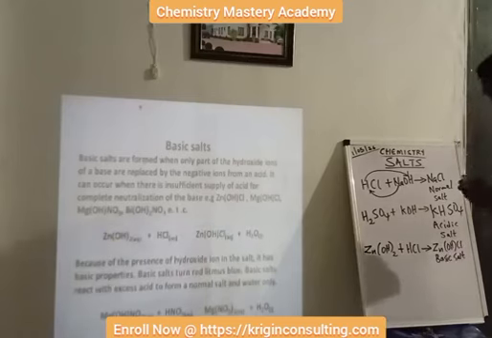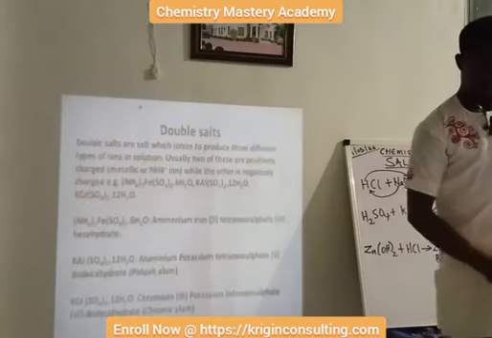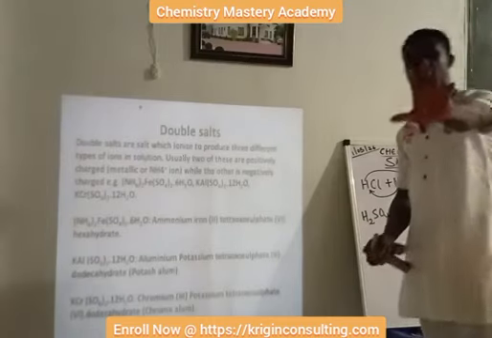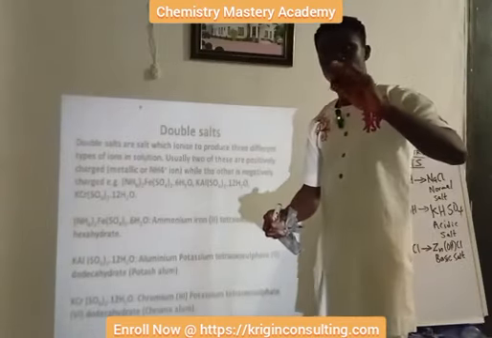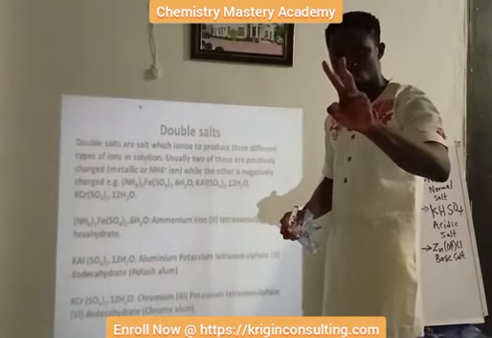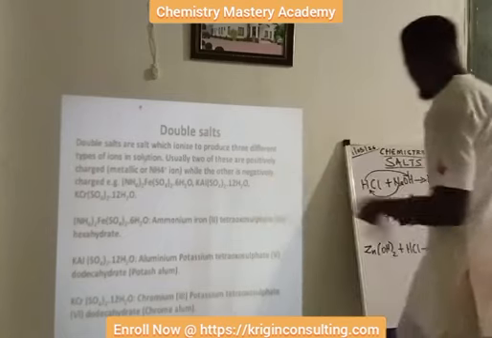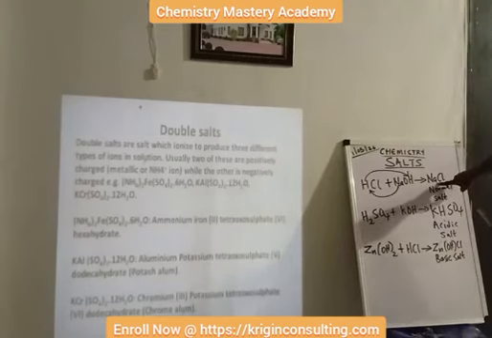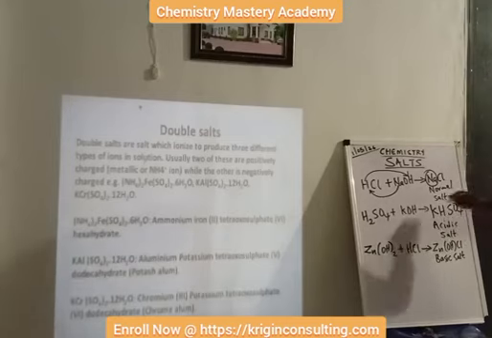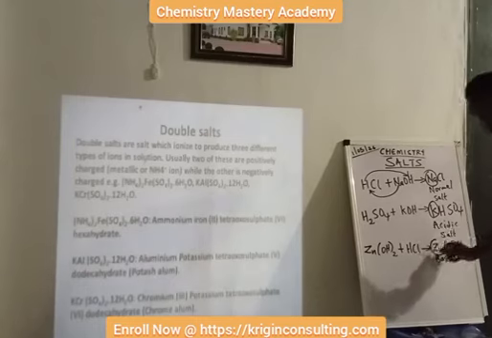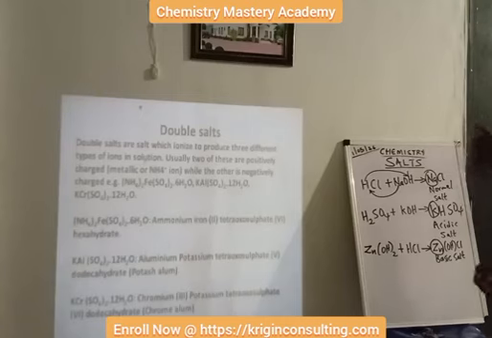Now the next type of salt we have is double salts. Double salts is the type of salt that has 2 metallic ions. 2 what? Metallic ions. So look at this. In this normal salt, how many metallic ions do we have? We have only 1, which is what? Sodium. In this one, how many metallic ions do we have? We have 1, which is what? Potassium. In this one, how many metallic ions do we have? We have 1, which is what? Zinc. But in double salt, we have 2 metallic ions.